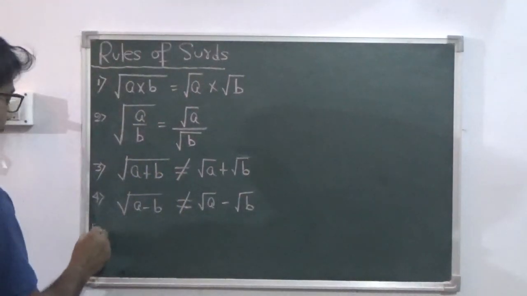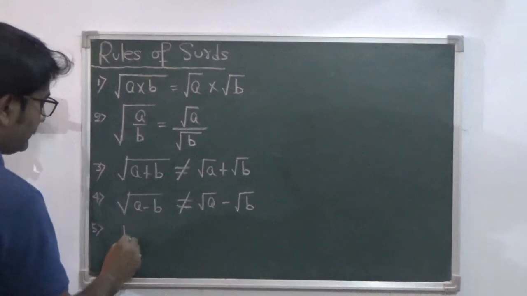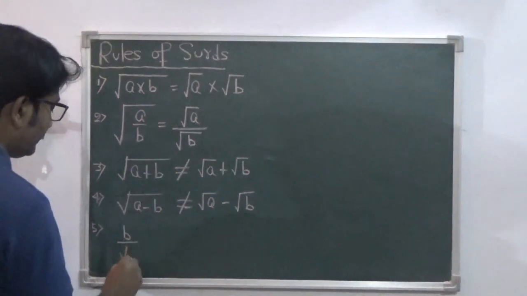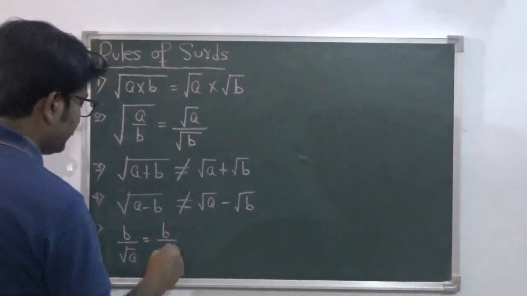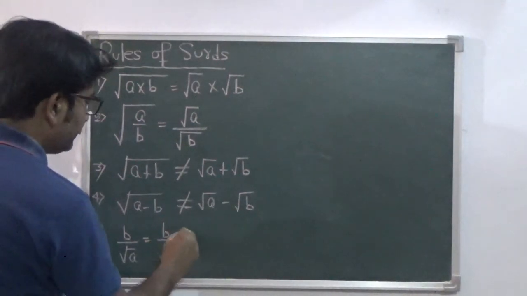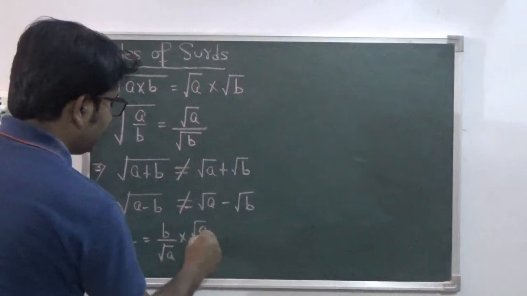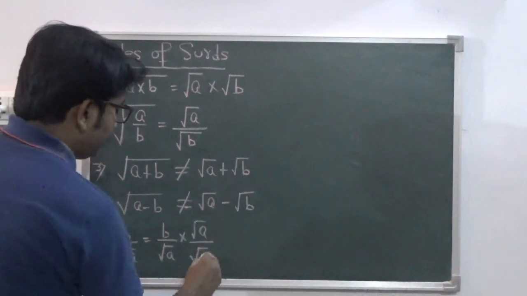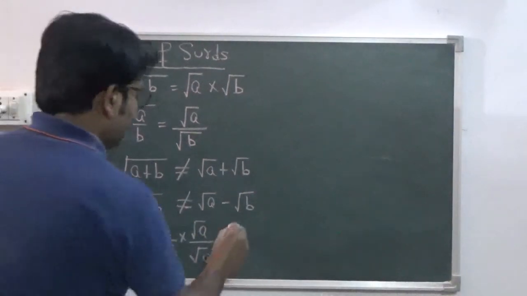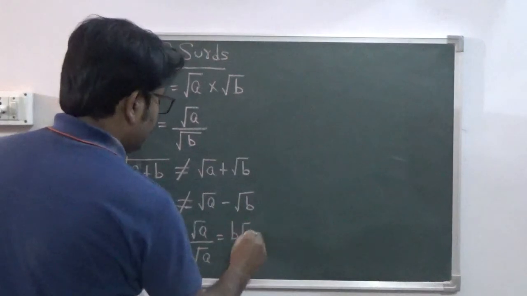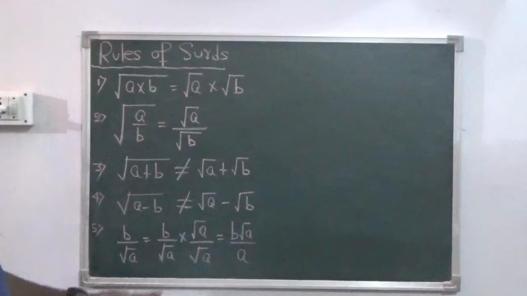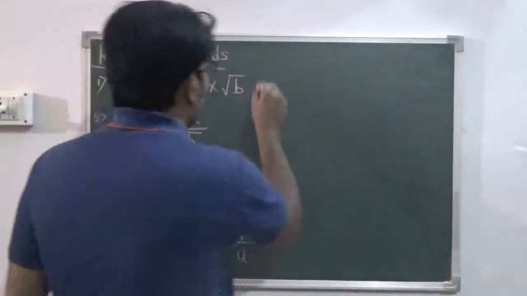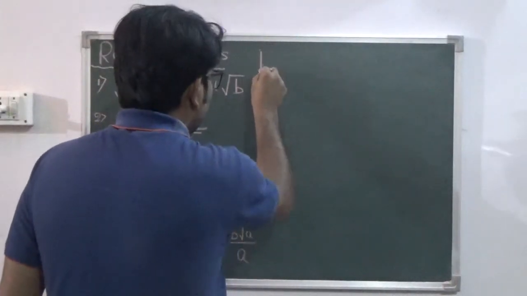Then number 5, we have B divided by root over A. We can write it as B by root A, and we multiply both the numerator and the denominator by root A only, so that will give the value B root A divided by A. This will be more clear when we actually solve the problems based on it.